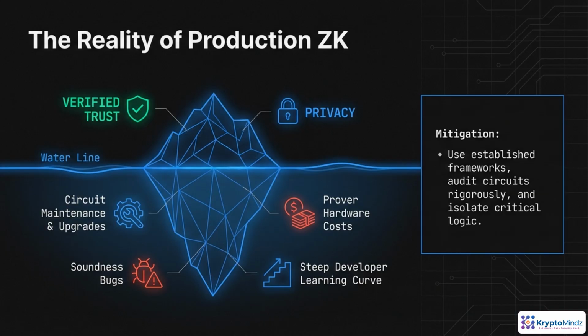Zero-knowledge proofs promise verified trust and strong privacy, but production deployments expose a large hidden iceberg. You have to maintain and upgrade circuits, manage prover hardware and infrastructure costs, and support a steep learning curve for developers. Worse, subtle soundness bugs can completely break your guarantees. To keep this manageable, lean on mature frameworks, treat circuits as critical security code, audit them aggressively, and isolate the logic that absolutely must be proved.